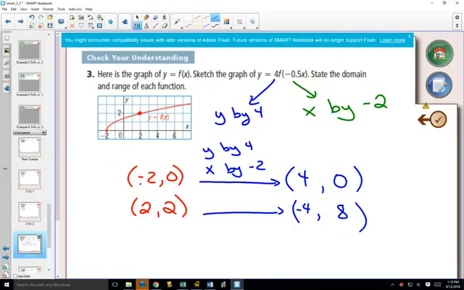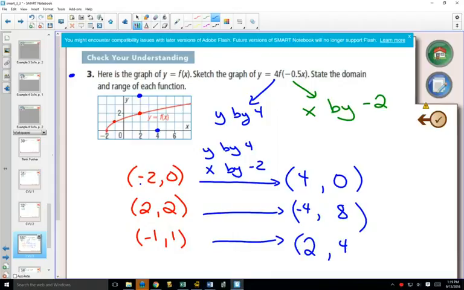So when graphing this, we're going to have the point (4, 0), and we're going to have (-4, 8), which is currently off of my graph. So if I wanted to find another point on my graph, I could look at my original graph and say, is there another point that looks easy to write down? (-1, 1). I could do the transformations to that point as well. The x by negative 2 will take that point to 2. The y by 4 will take that point to 4. And (2, 4) does match up on my graph.